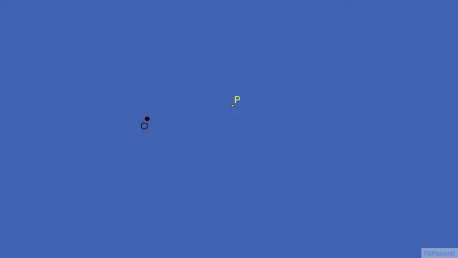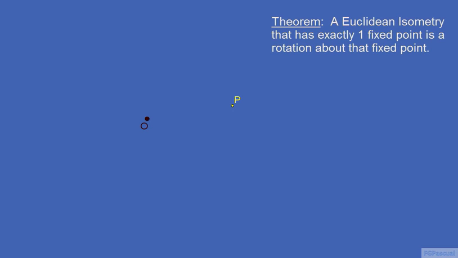In this online lecture, we will prove the following theorem. A Euclidean isometry that has exactly one fixed point is a rotation about that fixed point. Let us suppose that the fixed point of the isometry is the point O, and P is another point on the plane that is different from O.